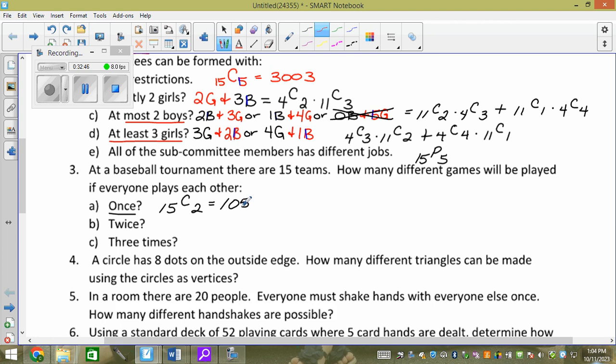Now what if they play each other twice? Just multiply that by 2. So technically I could go 15C2 times 2, which is 210. What if it's 3 times? 15C2 times 3, which is 315.